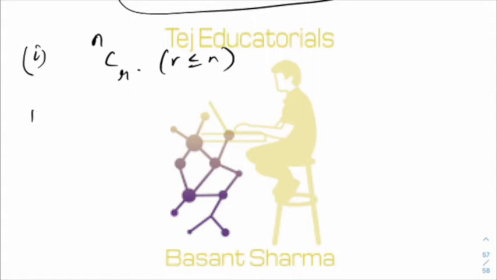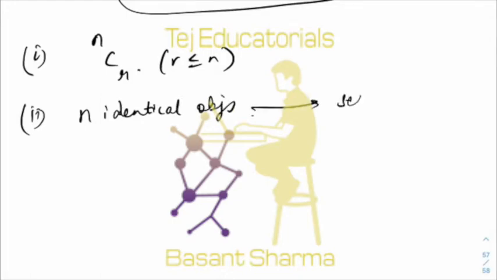Second, suppose you have n identical objects and you want to select r out of them. Then how many ways are there of selecting r objects out of n identical objects? This must be equal to 1, because all are identical. It doesn't matter which one you choose. There's only one way.